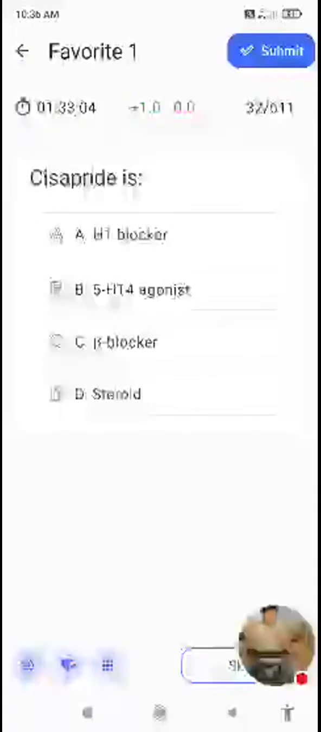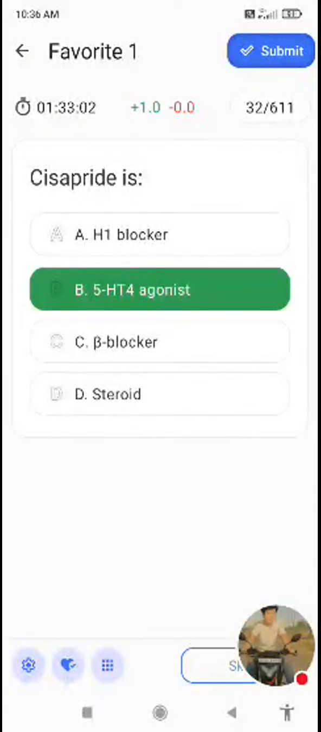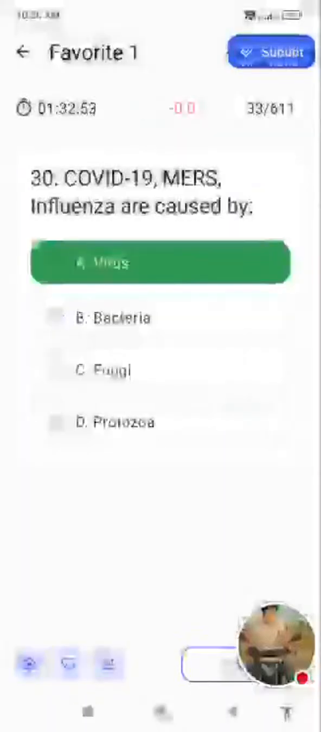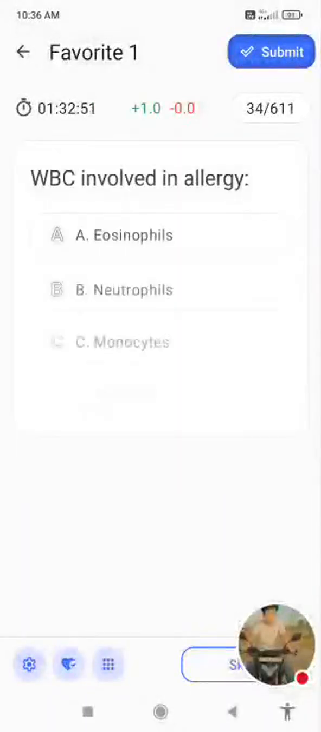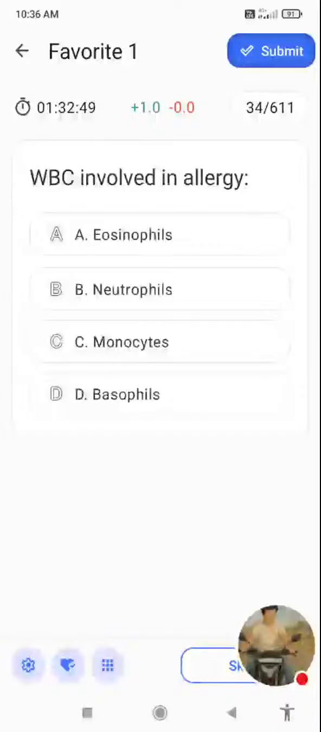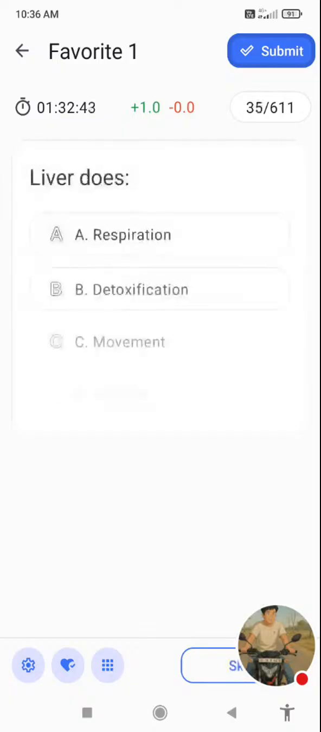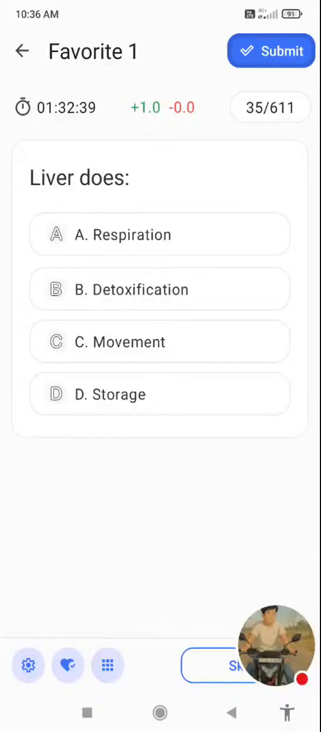Cisapride is a 5-HT4 agonist. COVID-19, MERS, influenza are caused by virus. Option A. WBCs involved in allergy: neutrophil, eosinophil. Liver function, option B, detoxification.